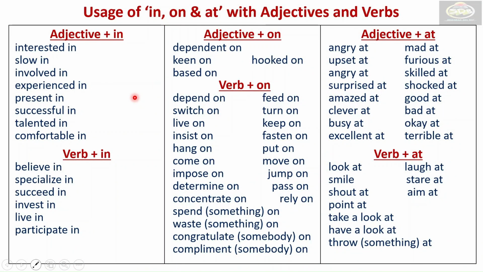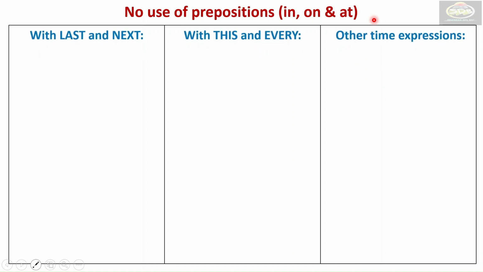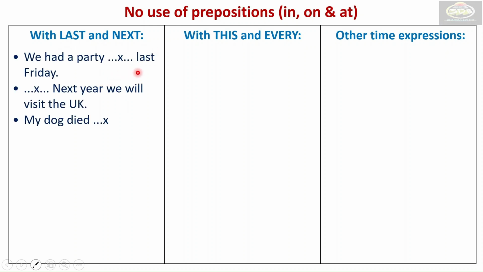Next one is no use of prepositions. The situations in which we should not use in, on and at. Other prepositions may be used, but we do not use in, on and at in these situations. With last and next. Examples: we had a party last Friday. Don't use in, on or at here. Next year we will visit the UK. My dog died last month. I will meet him next Friday.